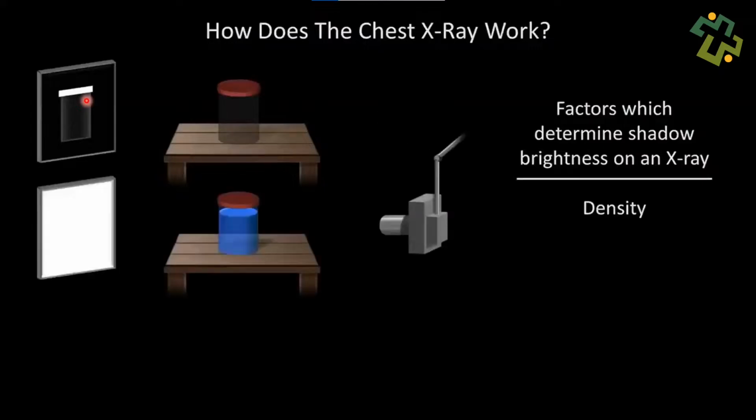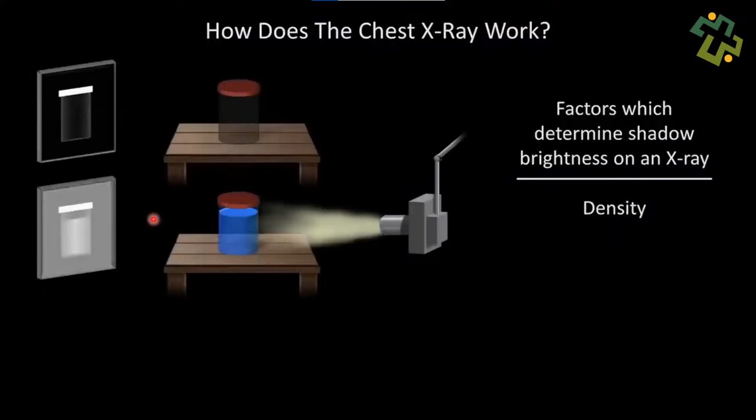Right. Now here are some other examples. Let's now take a jar of water, H2O, and do exactly the same thing. Expose it briefly to X-rays, which also exposes the film behind it. In this case, water is denser than air, so it blocks more X-rays than air, and so the jar's contents appear gray on the film.